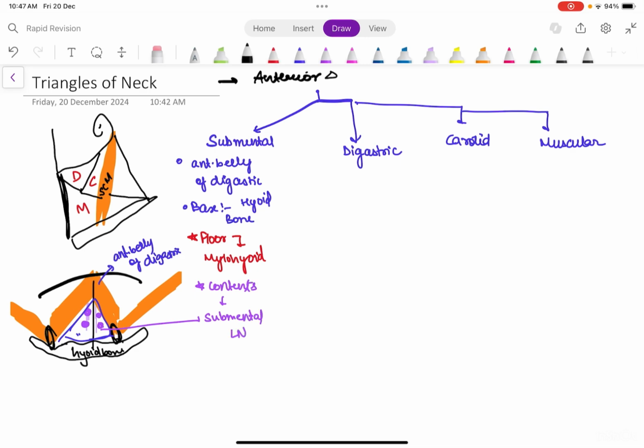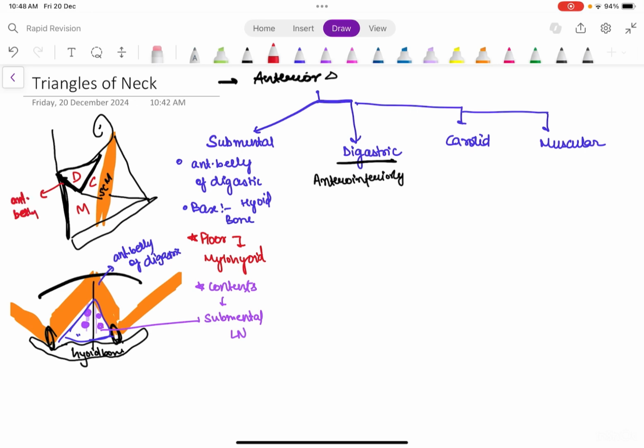All right, now digastric triangle. Now let's go back to our diagram. Here I need you to know that this is the posterior belly of digastric, this is the anterior belly of digastric, this is the base of mandible, right? And in digastric triangle, antero inferiorly, now just see the diagram and think about it. Antero means in front, anteriorly. So antero inferiorly I have the anterior belly of digastric.